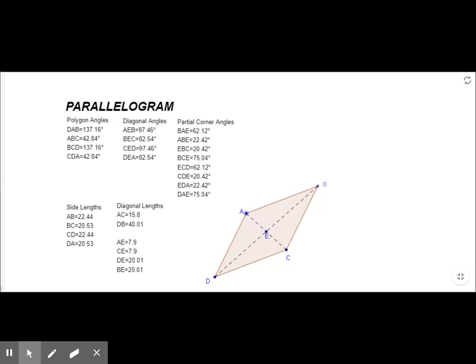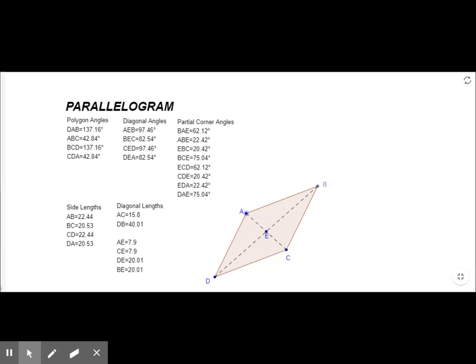And lastly, are the diagonals perpendicular? So where they meet here in the middle, do they form 90-degree angles? That information is going to come from right here. If all these are 90, then I would say they are perpendicular. If they weren't, I'll say no.